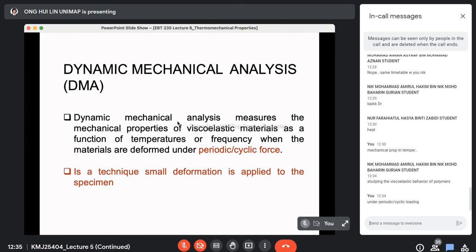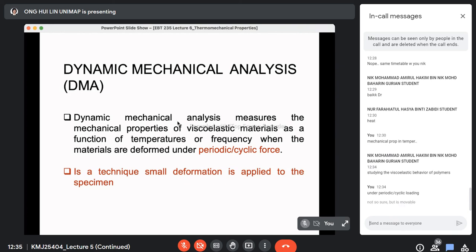Okay, cyclic loading. Is it clear to you when we write cyclic loading? To many of you, when you see the words cyclic loading, what can you understand from these two words? Sometimes we just accept it and don't look into it carefully, no? Not so sure. But it's movable. Ha, that's the keyword. Okay, thank you, Chai Mei. It's movable.